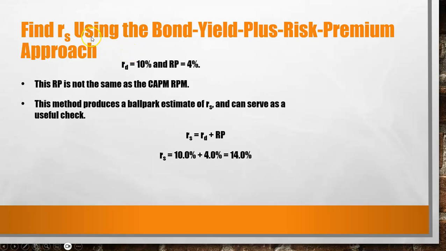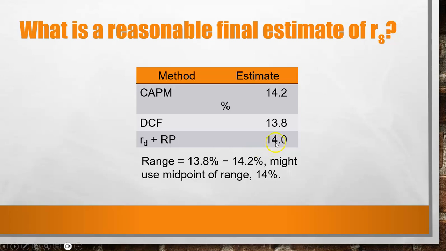So here we're going to find RS using the bond yield plus risk premium approach. RD is 10, risk premium is 4. This method produces a ballpark estimate of RS and can serve as a useful check. So we have our 10 plus our 4 gives us our 14%. And when we compare them all, hey, it falls in line. This is good job with math and estimation.